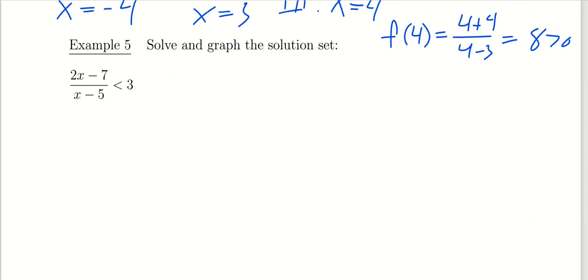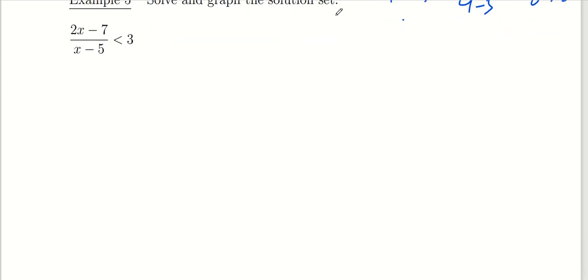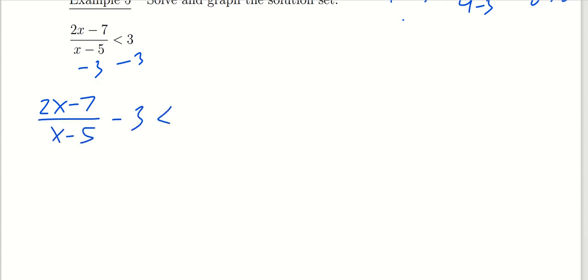Let's take a look at example 5. We want to solve the inequality (2x minus 7) divided by (x minus 5) is less than 3. Notice that to begin, this is not in standard form. We do not have one side to be 0. So let's begin by subtracting 3 from both sides. We get (2x minus 7) over (x minus 5) minus 3 is less than 0.